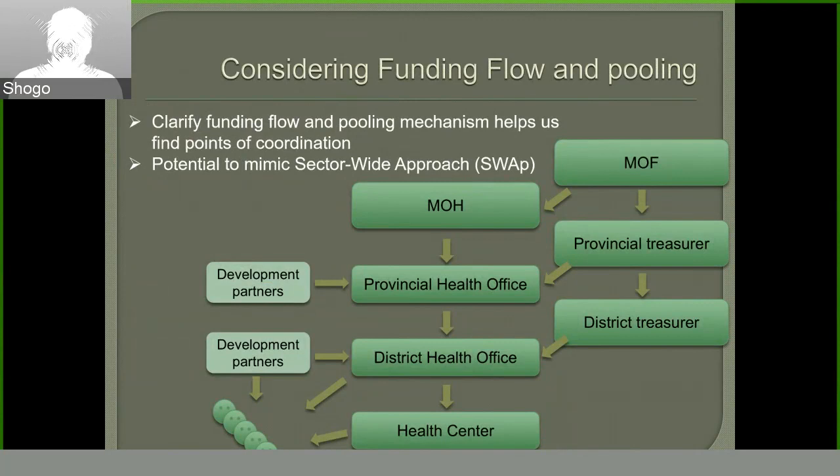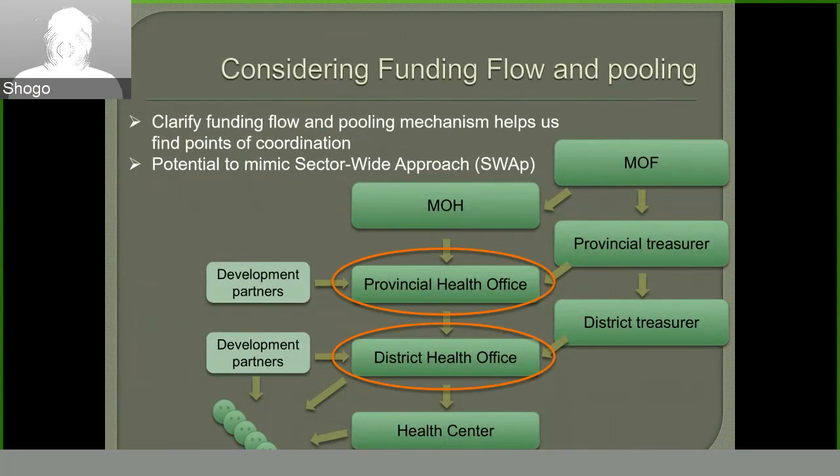And please click one more. Yes. So from this diagram, if you focus on the provincial health office, there's money coming from the provincial governor, money coming from the line ministry, the Ministry of Health, and money coming from development partners. But these will come out together.